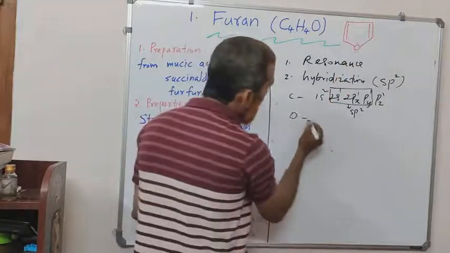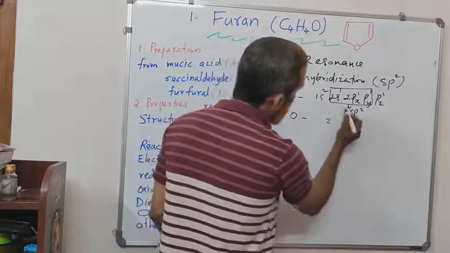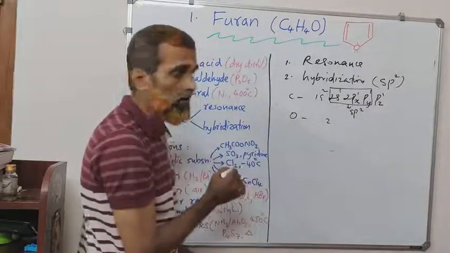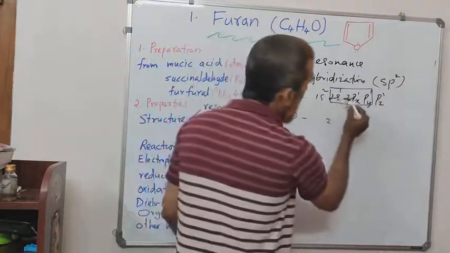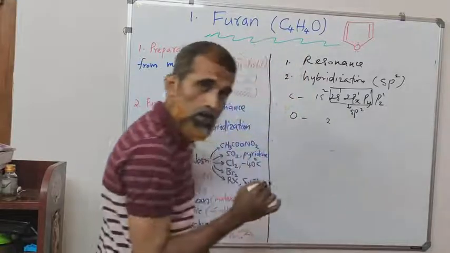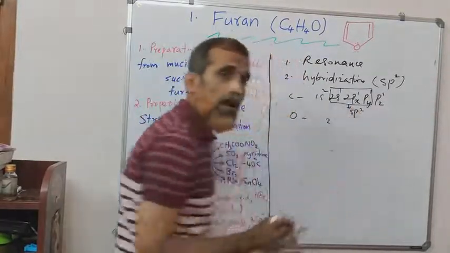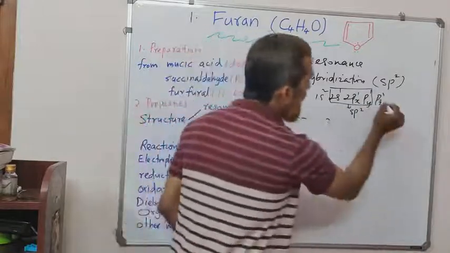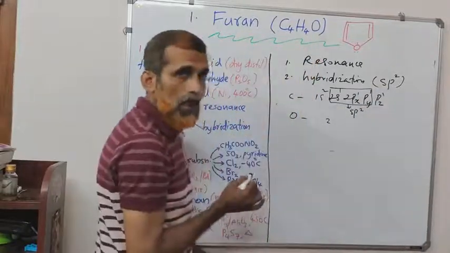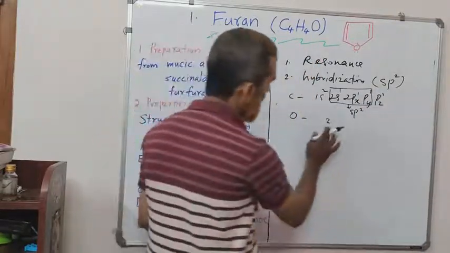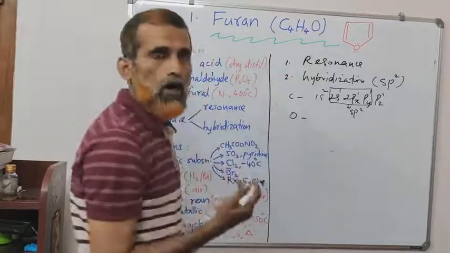Whereas oxygen, the difference is what? It has 2 more electrons compared to carbon. So here all orbitals are having 1 electron, but in oxygen 1 sp2 will be having 2 electrons, and also the unhybridized orbital also will be having 2 electrons. Okay, so that's the difference. Let us see the orbital picture.